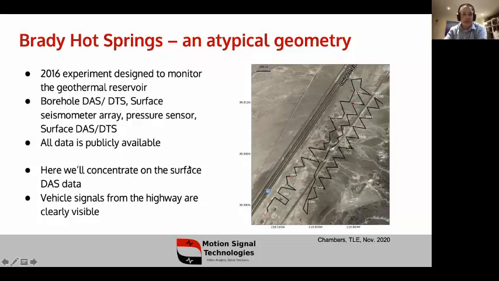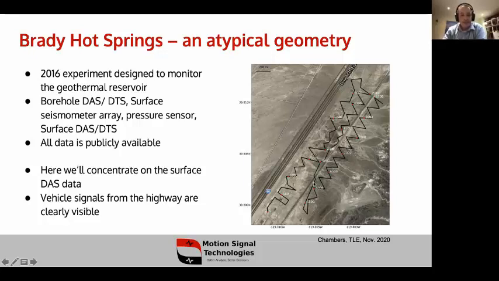And that's this experiment that took place at Brady Hot Springs. If you're familiar with SEG and the publications on this, you may well be very familiar with this experiment. It was certainly quite high profile at the time. It took place in 2016, and it consisted of many different components. They actually had a borehole DAS, as well as surface DAS and DTS, surface seismometer arrays and pressure sensors and all sorts of things, all with a view to monitoring this geothermal reservoir that sits underneath Nevada.